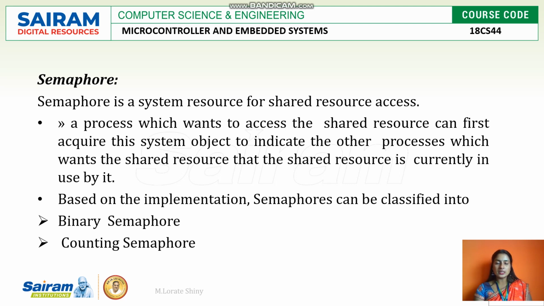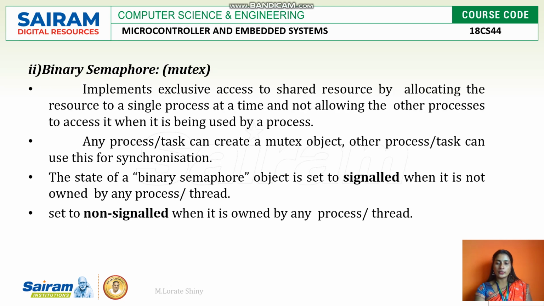Based on the implementation, semaphores can be classified into two types: binary semaphore and counting semaphore. First we will talk about binary semaphore. Binary semaphore is also called a mutex. Mutex implements exclusive access to shared resources by allocating the system resource to a single process at a time, and not allowing other processes to access it when the resource is being used by some other process.